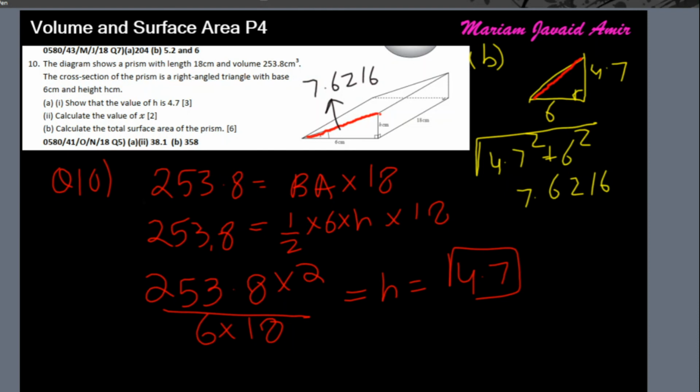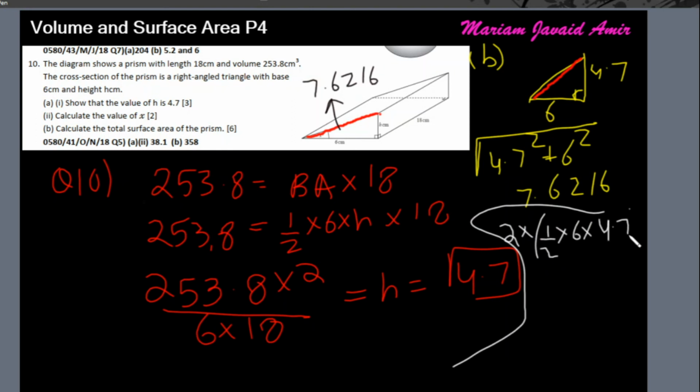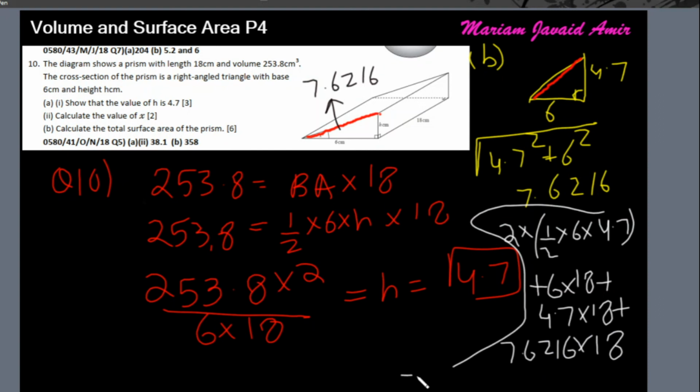Now I need all the areas, so I'll simply start adding all the areas. So I'll write 2 times half times base times height. Height came out to be 4.7. I just found the areas of the two triangles. Then I'm finding the area of the lower rectangle, which is 6 times 18. Then the area of the rightmost rectangle, which is h times 18, h was 4.7, plus the area of the slant rectangle, which is 7.6216 times 18. So let's see what this gives us. Okay, we get 357.990, which rounded off gives 358.